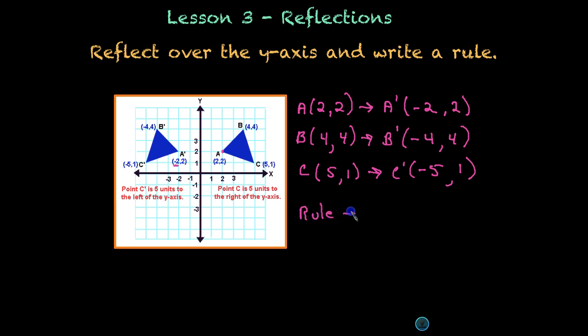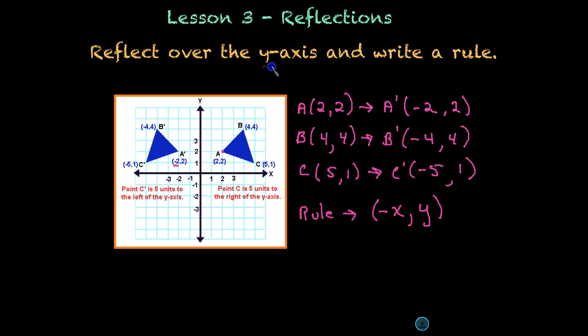In our rule, we would say then that we would take our x value and multiply it by a -1. So we'll take a -x, and our y value will stay the same. And again, it wouldn't matter if our original triangle was over here on the left side, because if we took a -5 times a -1, we would get +5, which is what we have here. So as long as we take our x value and multiply it by a -1, or change the sign, we should be able to get our reflected image.